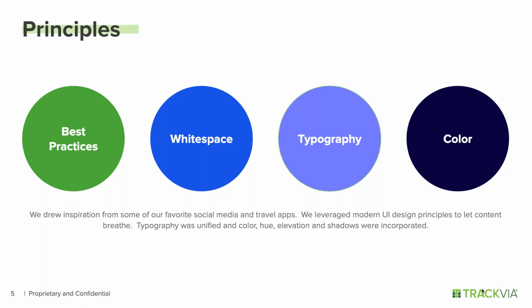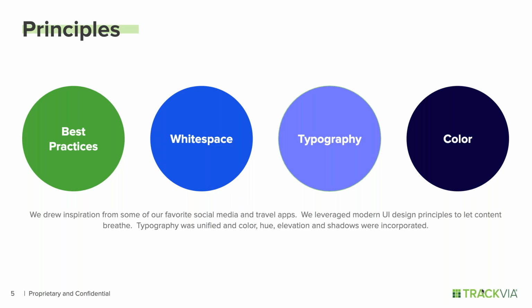And we drew inspiration from some of our favorite social media and travel apps. We thought about white space a lot, and that kind of goes into the idea of reducing the cognitive load. If we can let things breathe a little bit, that'll really make it easy for our users to be able to understand the data they're looking at. And then we really thought about things like typography, color, shadow, elevation, all these smaller UI treatments that put together make a big impact for our end users.